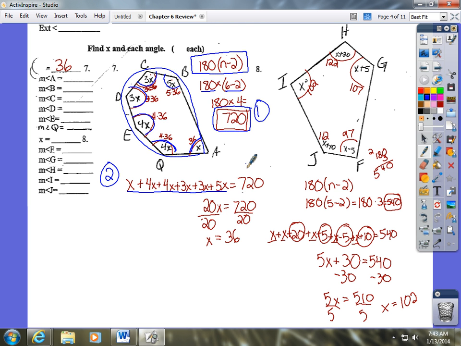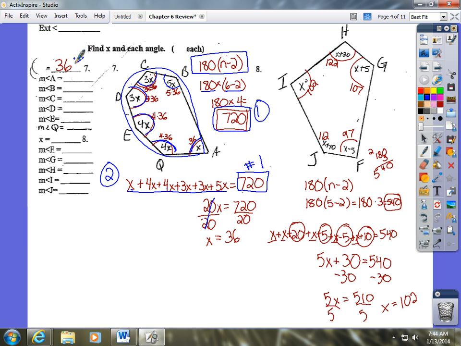Okay, so what you got for the first part of it, you're going to put right there. When I add all these up, 1x plus 4x plus 4x plus 3x plus 3x plus 5x, I get 20x's. So I have 20x equals 720. I divide both sides by 20 so that I'm left with x. 720 divided by 20 gives me x equals 36. Well, that's great. That's your first part, x equals.